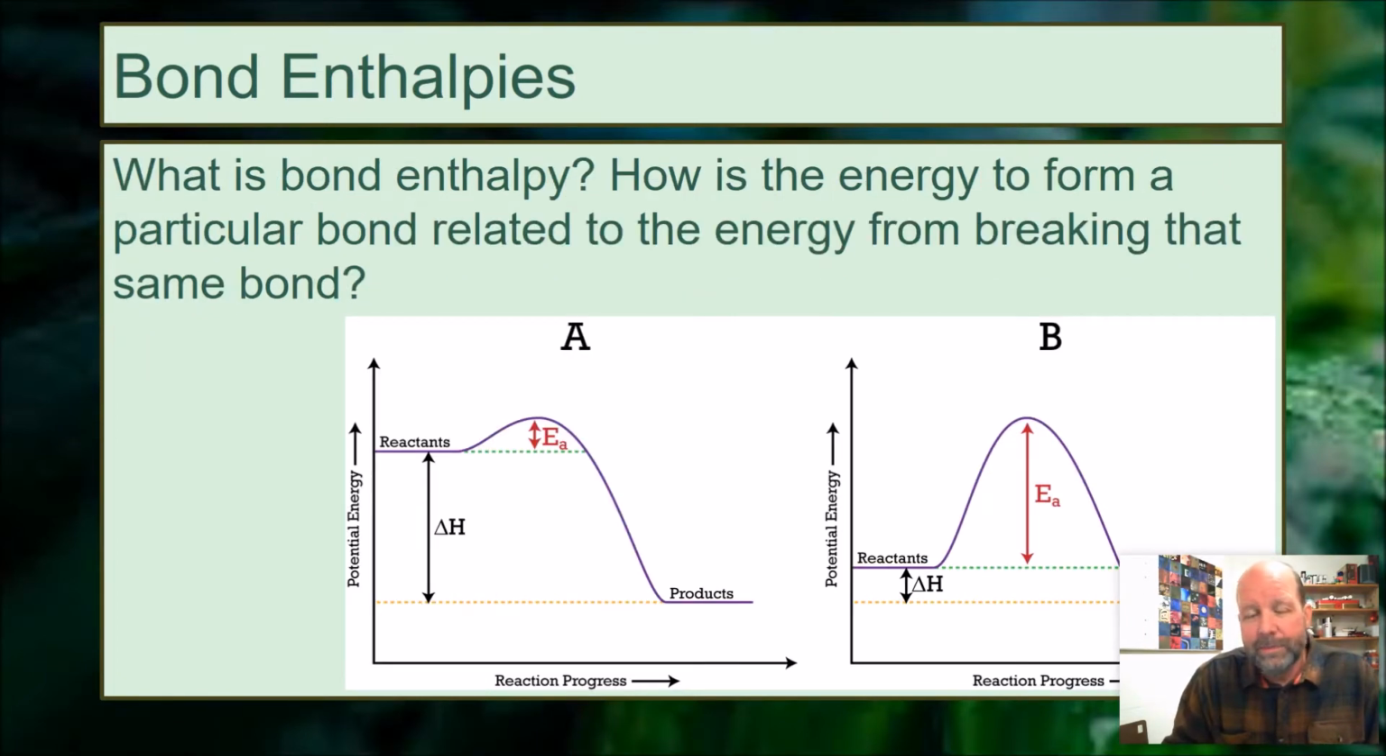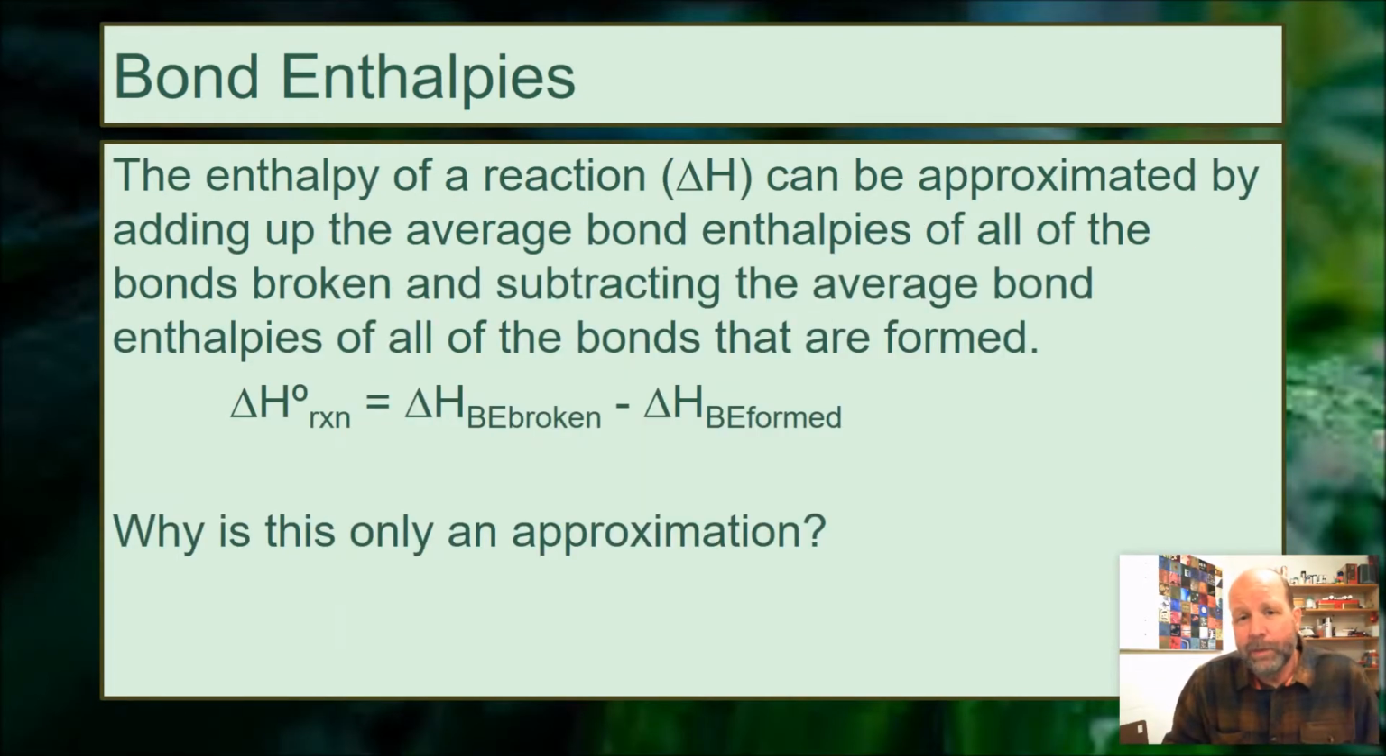So bond enthalpy is the energy in bonds. It's how much energy it takes to break a bond, or it's also the energy you get out when you form a bond. And so it's going to be the same value, just a different direction. I'm going to put energy in to break a bond, and I'm going to get energy back out when I form that bond. Or if I form a bond and then break it, it's going to be the same value. We can find the enthalpy of a reaction by adding up the enthalpies of all the bonds that are broken and subtracting from that all the bonds that are formed.